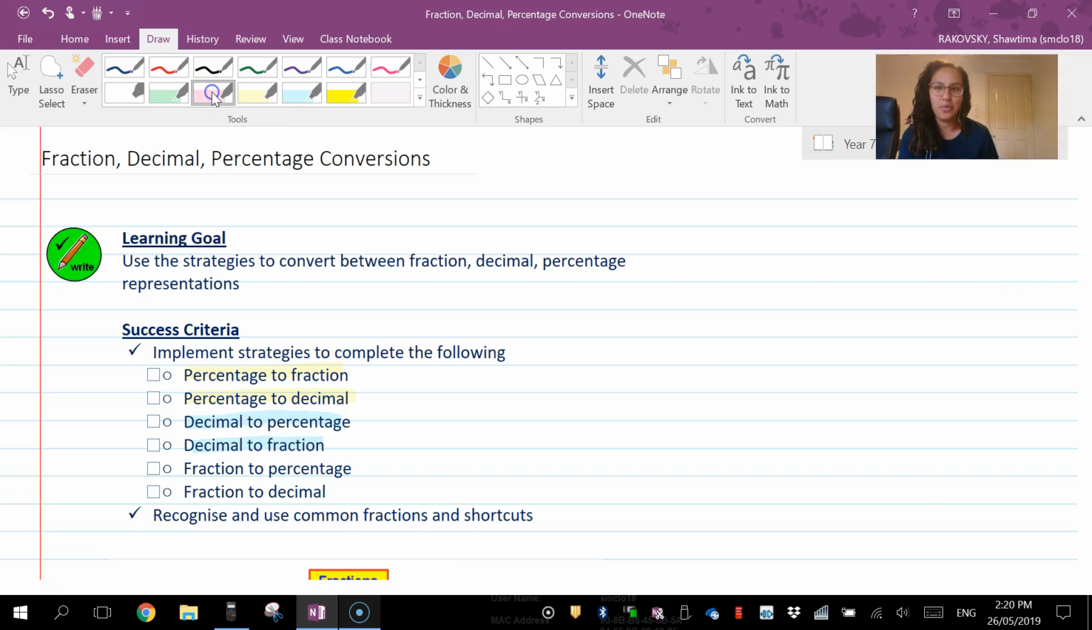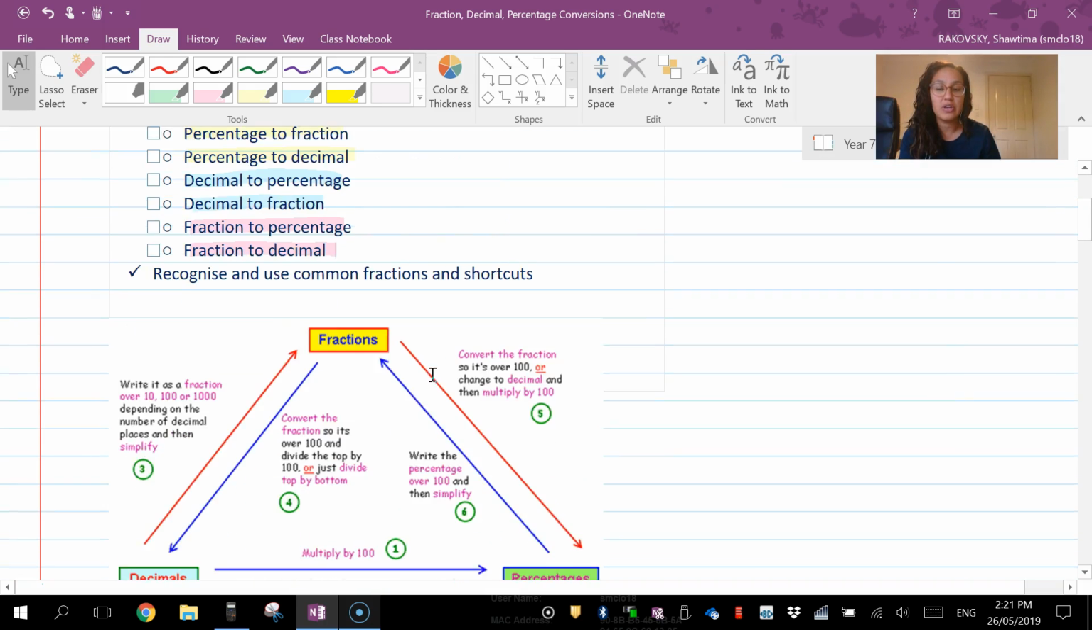Hey everyone, in this video we're looking at our fractions, decimals, percentage conversions, and more specifically today we're looking at the last one, which is fractions to percentage and decimal. If you've missed those other two coloured sections, they refer to video 1 and video 2, and this will be video 3. So we're going to look at the mental strategies that we can use.